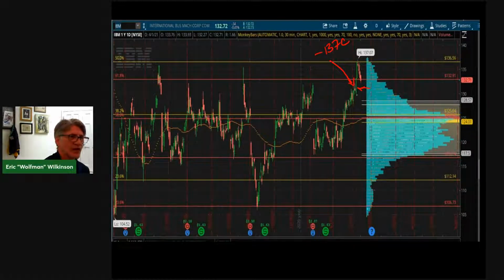Sell some 135 calls. Well, it blew off to 137 calls. You can see it blew off and printed a new high, testing my short calls. Now, I stayed in this trade because I knew what the probabilities were, and I knew that this was basically the high we've seen for the last several years.